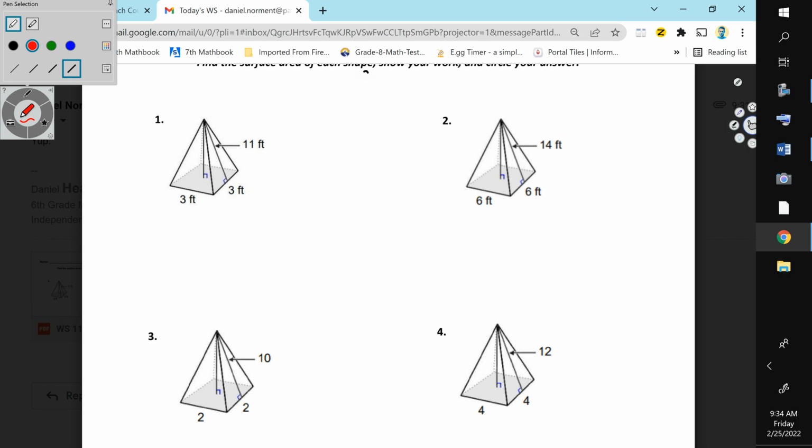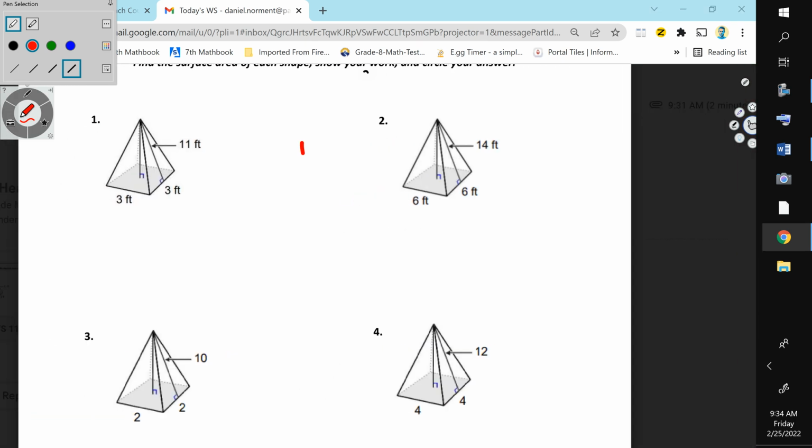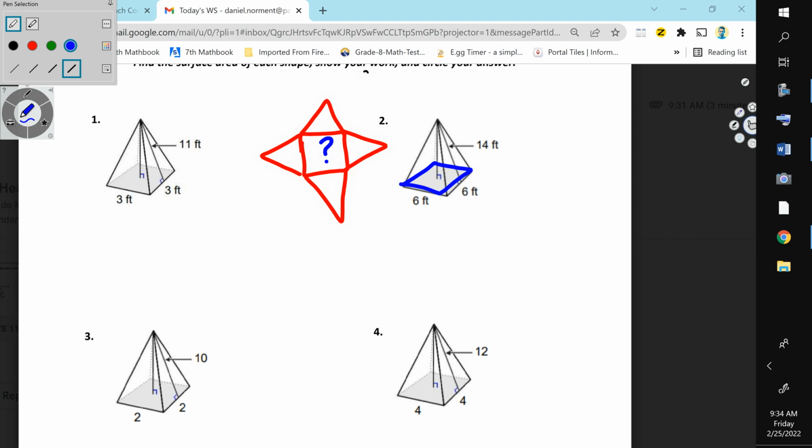So I'll go and move on to number 2 because I don't have to wait on anybody. Number 2, I've got a square base pyramid. Looks like this. And I'm going to start by finding the base. Now the base, you're going to be responsible for figuring out. Take 6 times 6 and put the base right there. Okay? You're going to do 6 times 6 to get that.